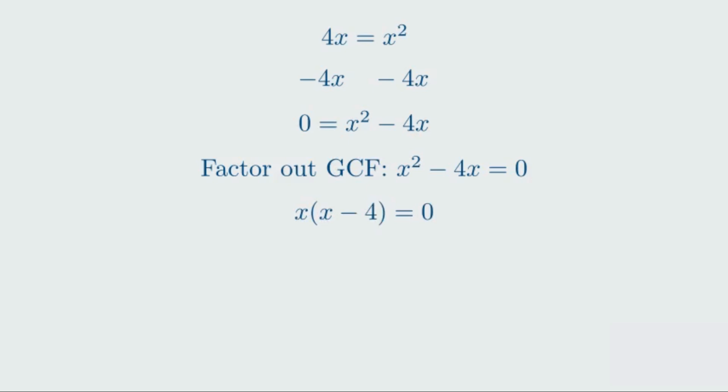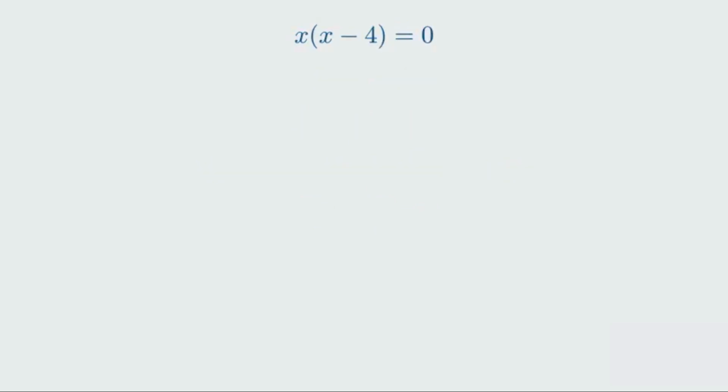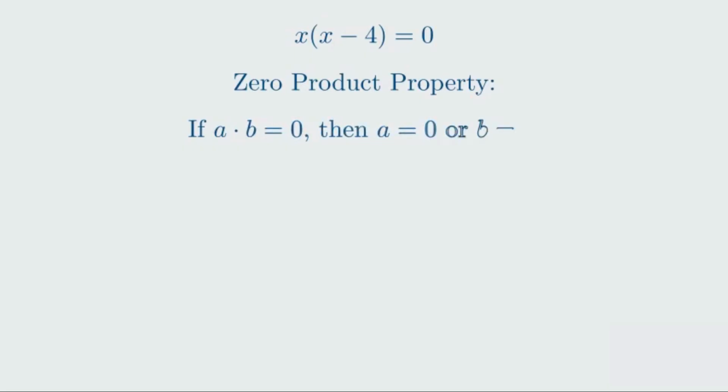We've arrived at the equation x times the quantity x minus 4 equals 0. To find the solutions, we use the zero product property. This property states that if the product of 2 or more factors is 0, then at least one of the factors must be 0. In our equation, our factors are x and x minus 4. So we set each of them equal to 0 to find the possible solutions.